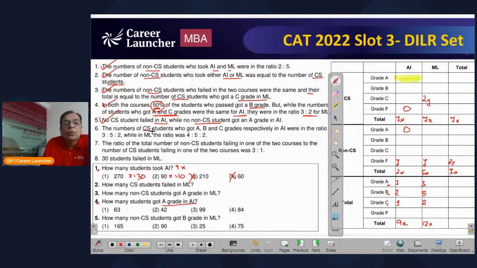The number of CS students who got A, B, C grades respectively in AI were in the ratio of 3:5:2. So if this is 3, this is 5, this is 2. Can I show that means, if that number is 7x, this should be 3.5x. This should be 2.1x. And this should be 1.4x. Is this clear?